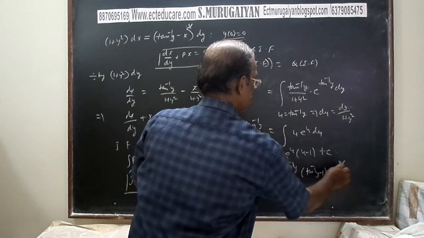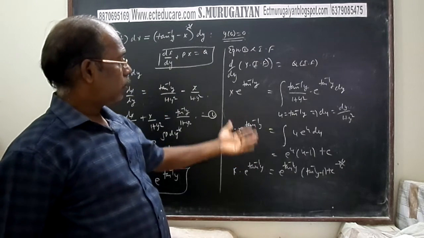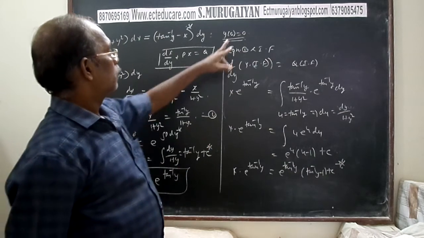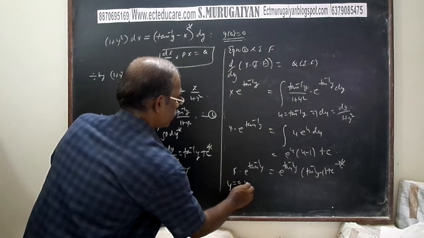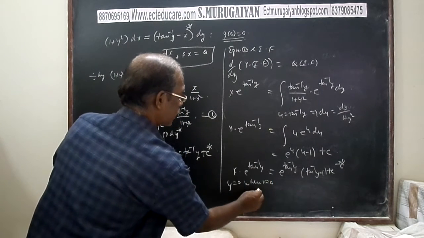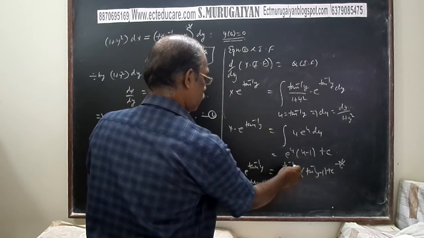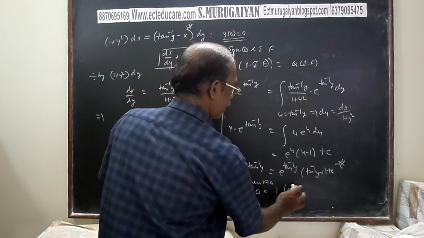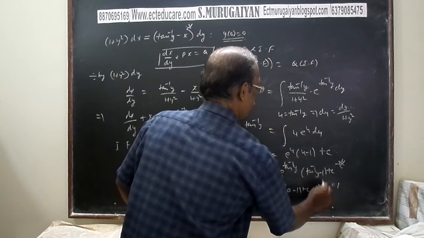So this is the general solution. What is the question? We have to give the particular or singular solution when x equal to 0, y equal to 0. So take y equal to 0 when x equal to 0. On the left side it is completely 0, and on the right side tan inverse 0 is 0, e power 0 is 1, so 1 into 0 minus 1 plus c. This implies c equal to 1.